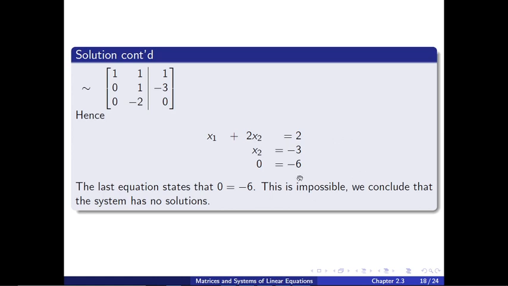Right. If we look at the last equation, we can see that it amounts to 0 is equal to minus 6, which we know is impossible. Therefore, that means the system has no solutions. So we have had 3 examples, and we have seen 3 possible solutions. In the next video, we are going to formalize that with a theorem that states that any system of linear equations has either a unique solution, no solution, or an infinite number of solutions. Right. Thank you.